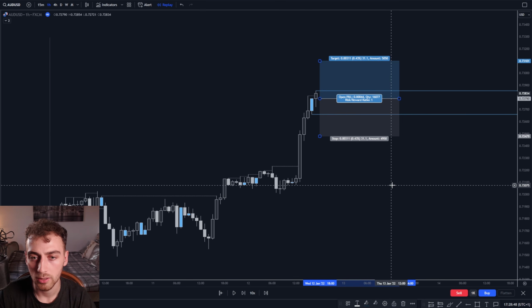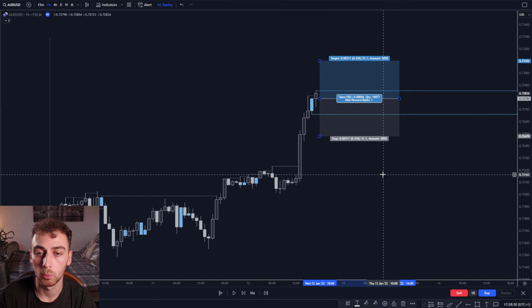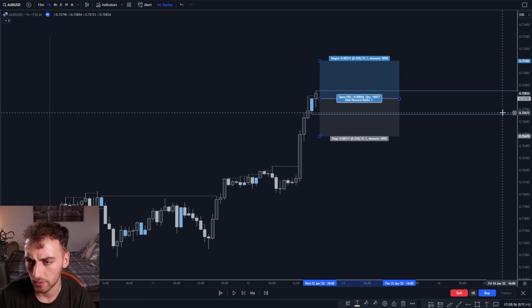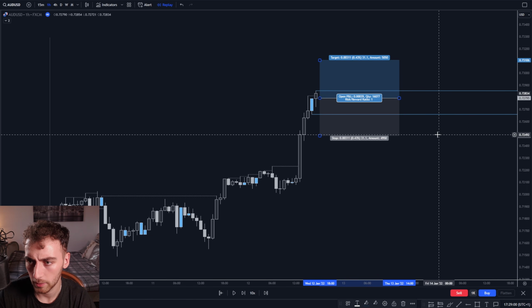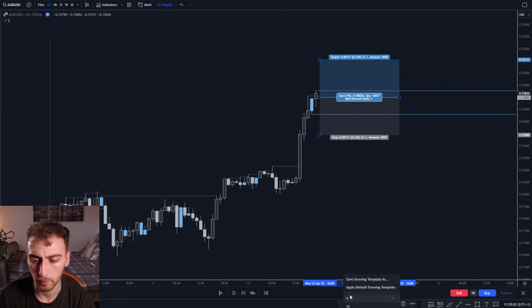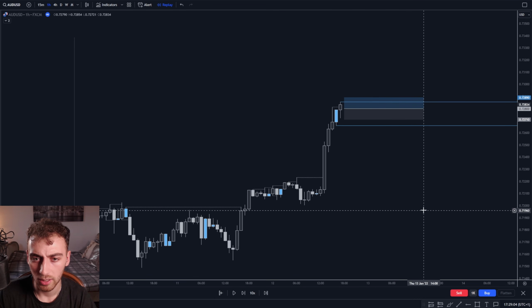Yeah, okay. So for continuations, I set my order 1 pip above when it's a single candle break, or 2 pips above when it's a 2 candle break. So in this case, set 727.90. So I want it to be at 800. And that is 1 pip above, 9 pip stop loss. Let's see if we get tagged in.